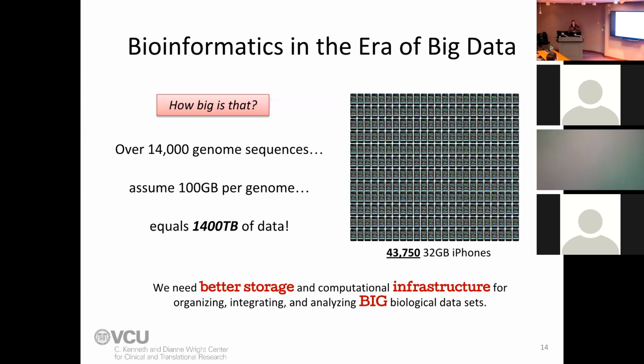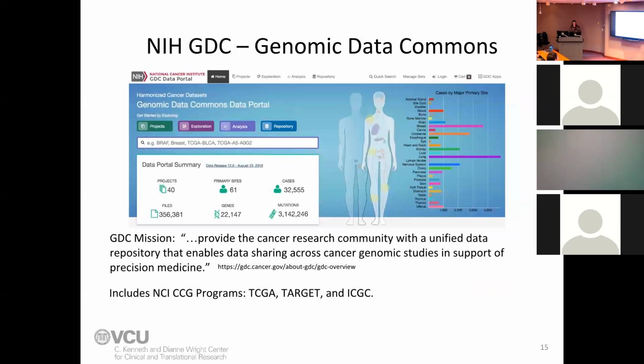So we need better storage and better infrastructure in order to organize and integrate all of this data so that we can pull out information and knowledge in order to identify the NEC1 gene or other targets.